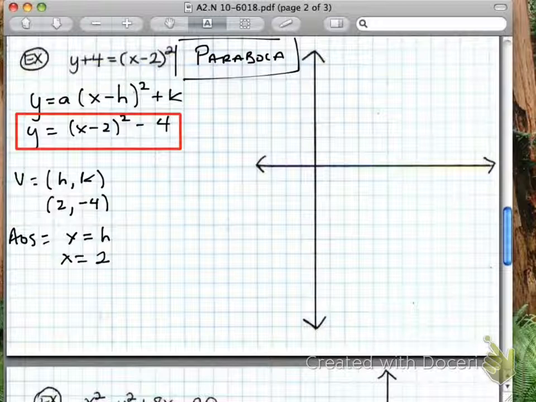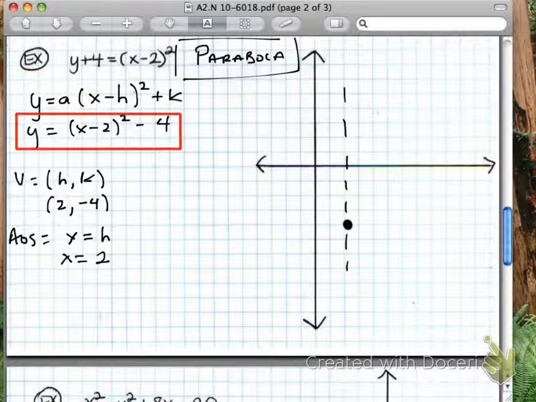So the vertex is at 2 and negative 4. So we go over 2 and down 1, 2, 3, 4. And then you said your axis of symmetry is x equals 2. So essentially it's right here. Now again, I could find the directrix and the focus. And I'm going to tell you right now, both of those are fractions, so they're not in a good spot.